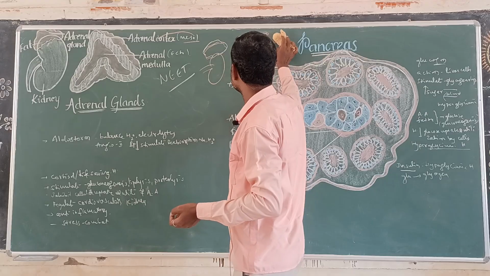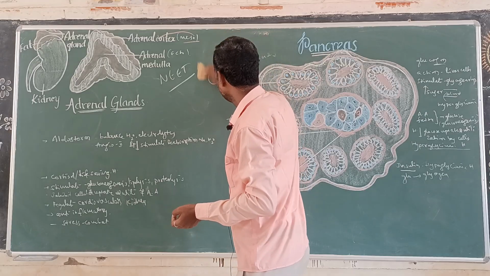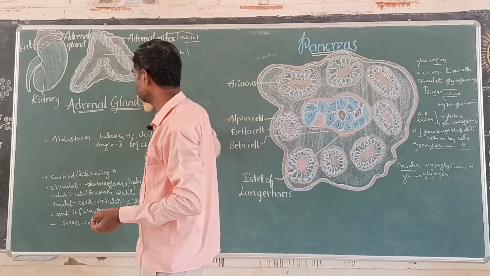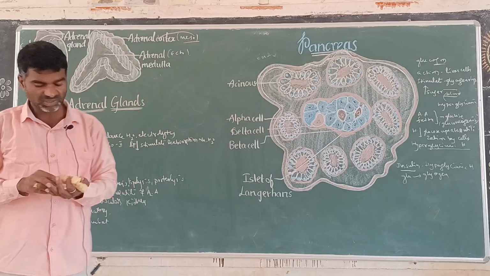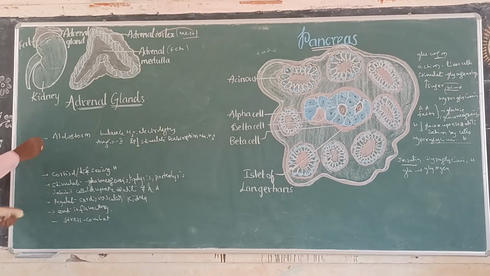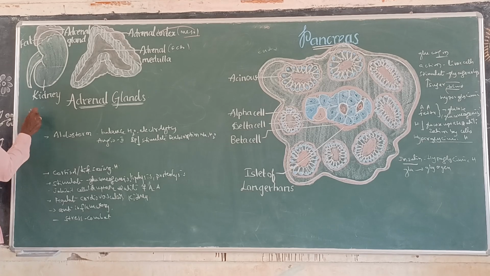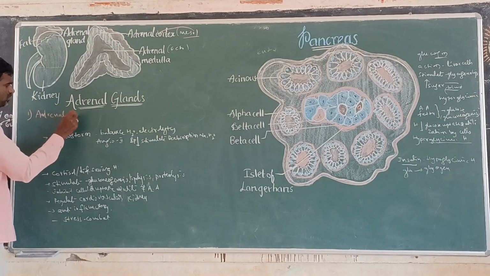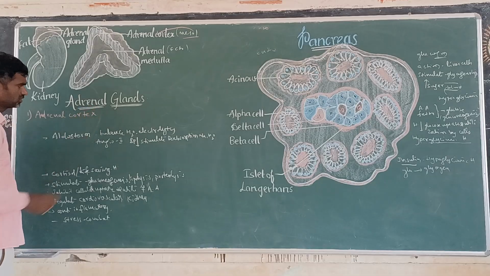What are the main functions of the adrenal glands? Okay? So this is about the adrenal gland. Here it consists of the adrenal cortex part. This is the adrenal cortex.